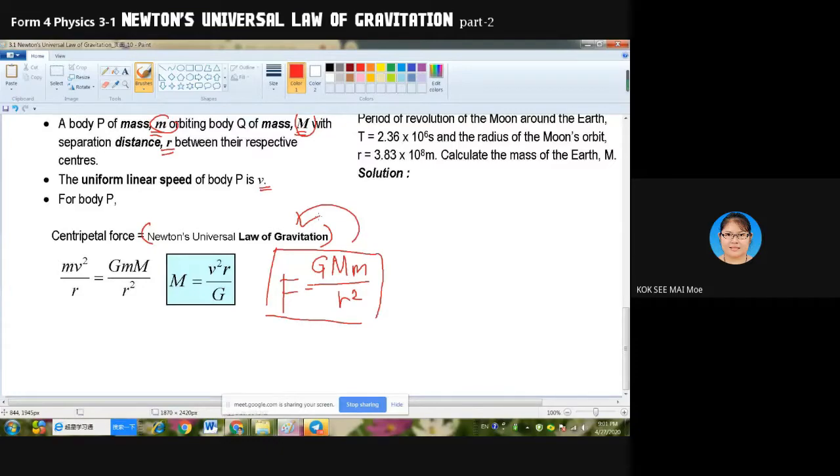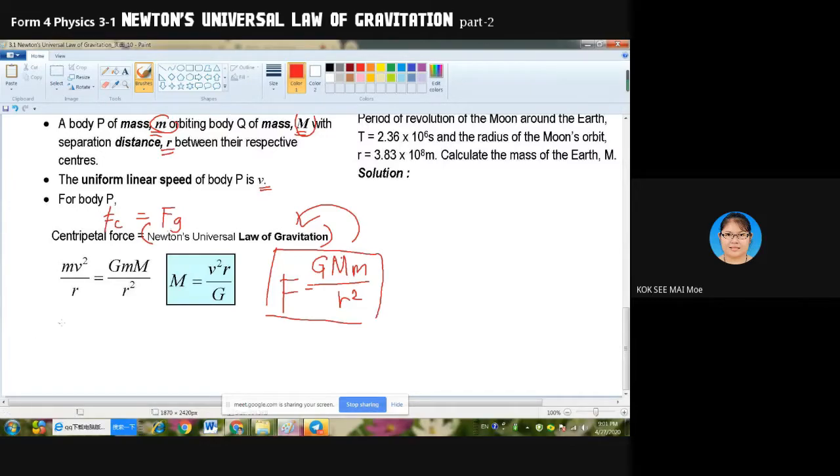If we use just the centripetal force, we cannot find the mass of the Sun and also the mass of the Earth. It must relate with this one, then we can find the mass of the Sun and the Earth, because they have capital M. Now we make the two equal. The two forces become the same. Now the centripetal force F_c is the same as the gravitational force.